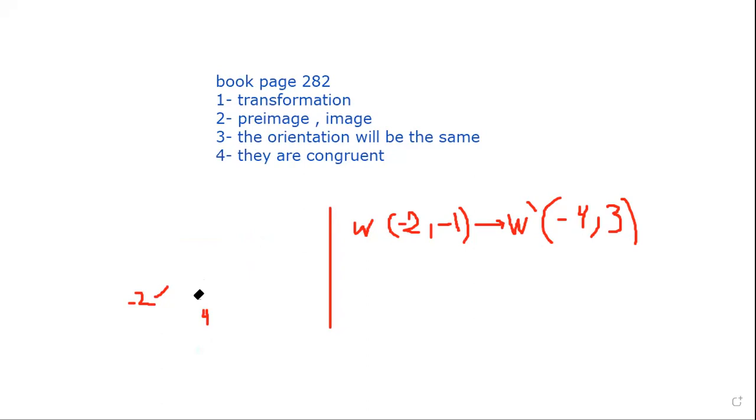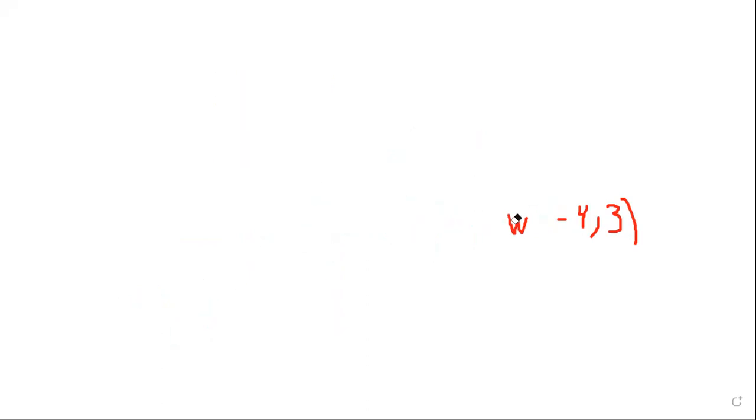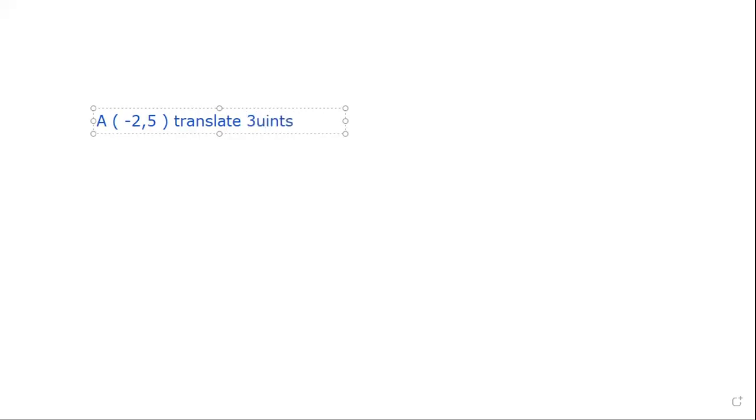In case you don't have a graph, let me give you a question. If you have a point A, negative 2 and 5, and we want to translate the figure 3 units down and 3 units right. What is the answer?